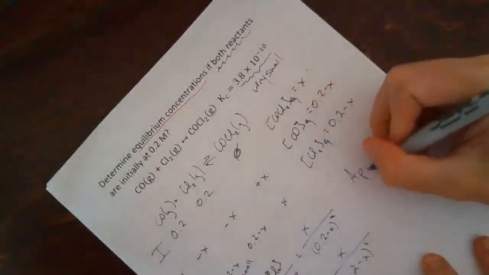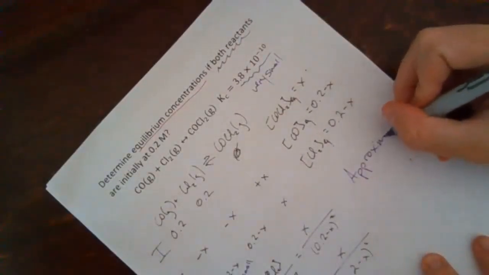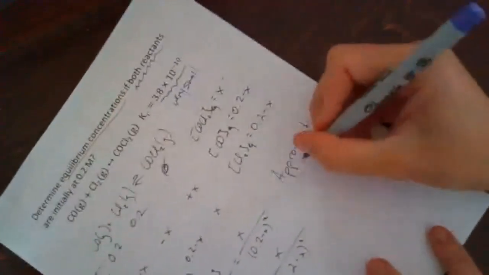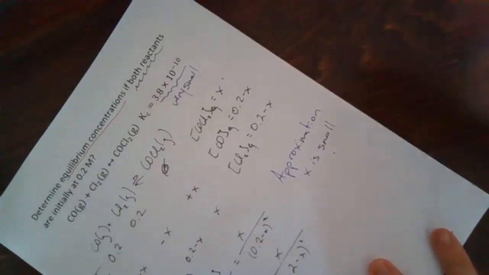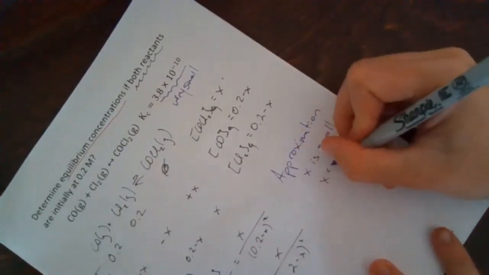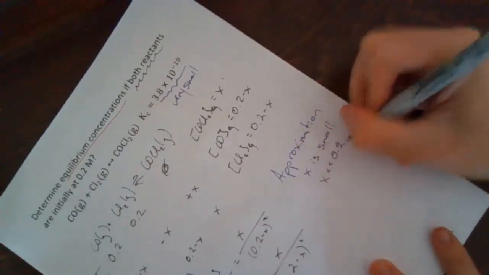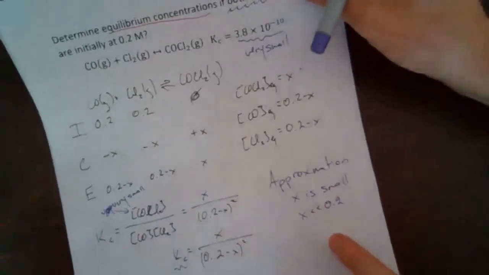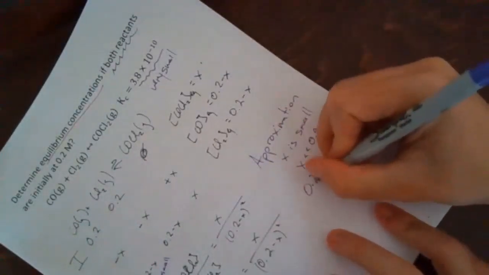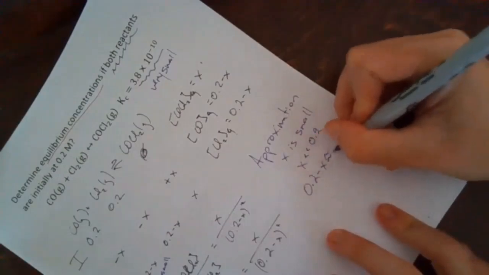So what I'm going to do is make an approximation. My approximation, in written words, would be that x is small. x is much smaller than 0.2. You'll note I have a double less than sign, which means that it is a lot smaller. So I'm going to approximate that 0.2 minus x is basically just 0.2.